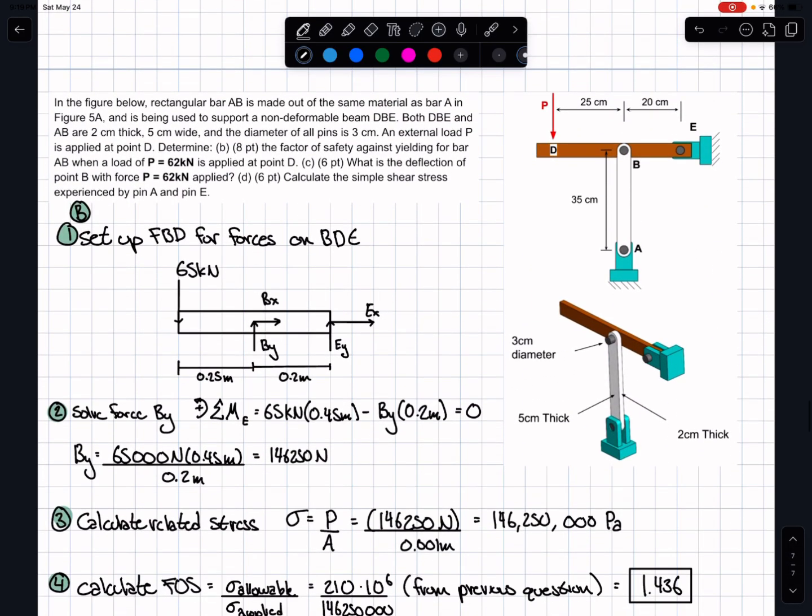Moving on to the final few questions, given a new setup, we are asked to find a few different values about this system on the right. So for the first part of the question, we are asked to find the factor of safety against yielding for a bar when P, the load on the object on the right, is equal to 62 kilonewtons. The first important part is to set up a free body diagram for the forces on BDE to be able to solve for the force BY.